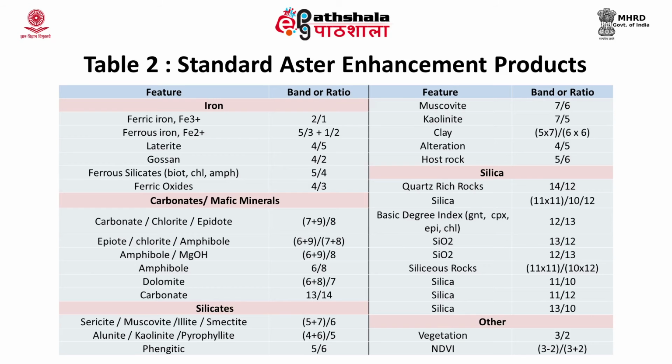And for discrimination 1, 2, you can go for 4 by 7, 4 by 7 for the red. For the green, you have to use a different band ratio. For silica, again you can go for this higher 14 by 12. So, by using this, we can enhance this image, and we will get information from that particular image.